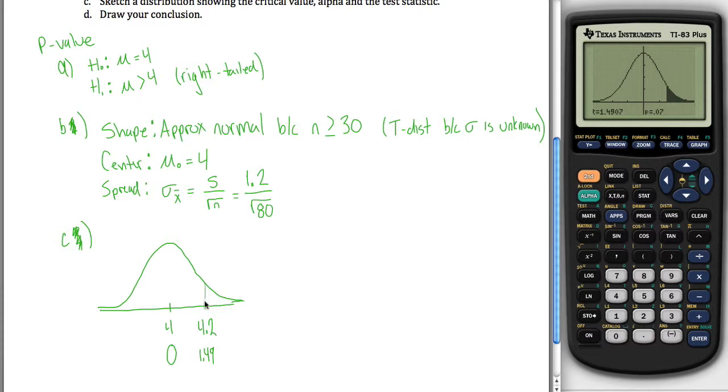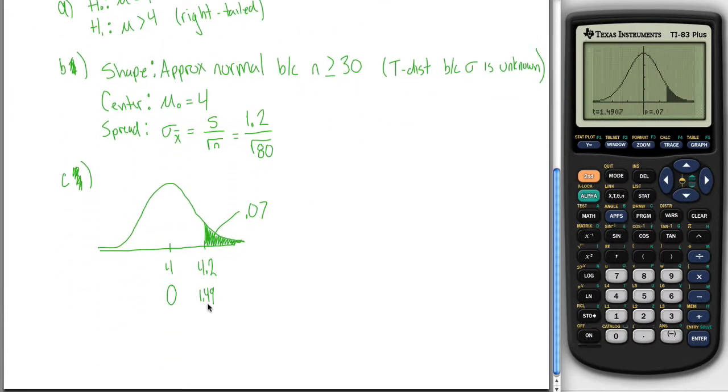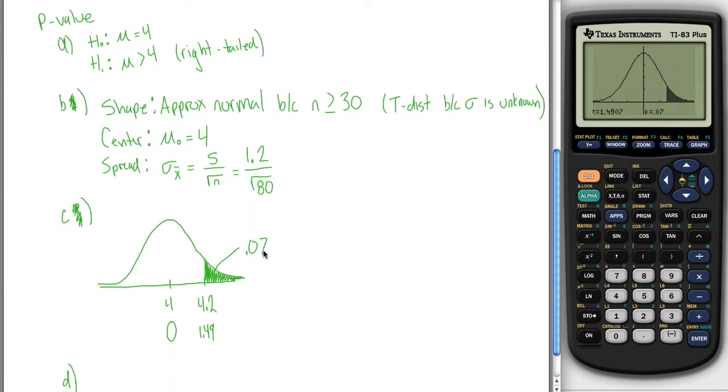And then it tells me that the p-value, the area above 1.49, is equal to 0.07. So when it asked me to sketch a distribution showing the test statistic and the p-value, here's the test statistic, here's the p-value. Part D says state your conclusion. When you're drawing a conclusion based on the p-value test, all you got to do is compare your p-value and alpha. Alpha was 0.05. Our p-value is greater than alpha.